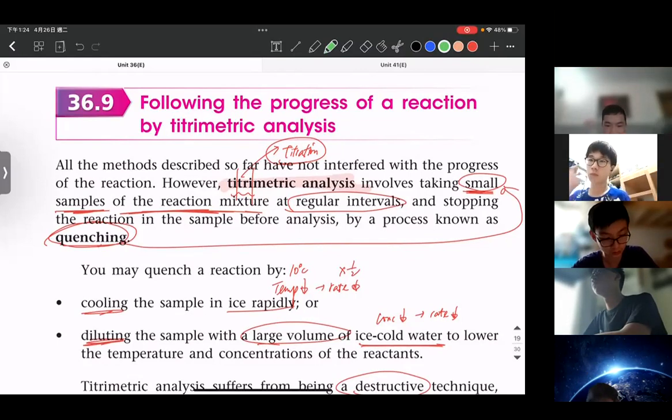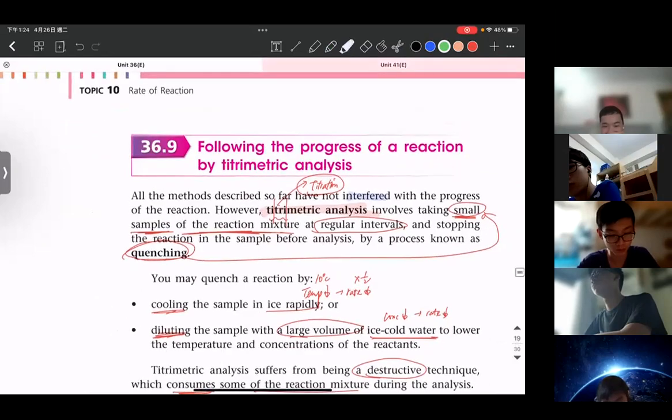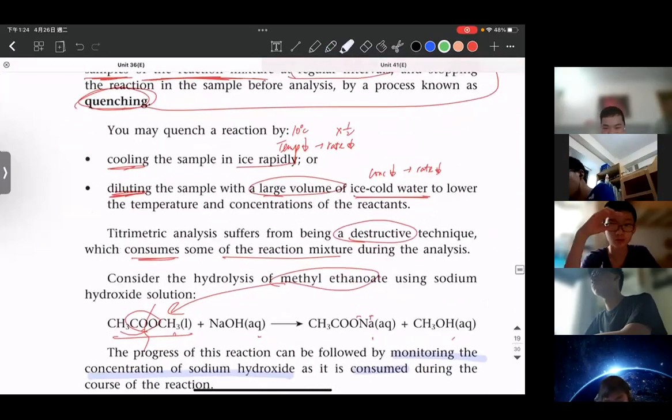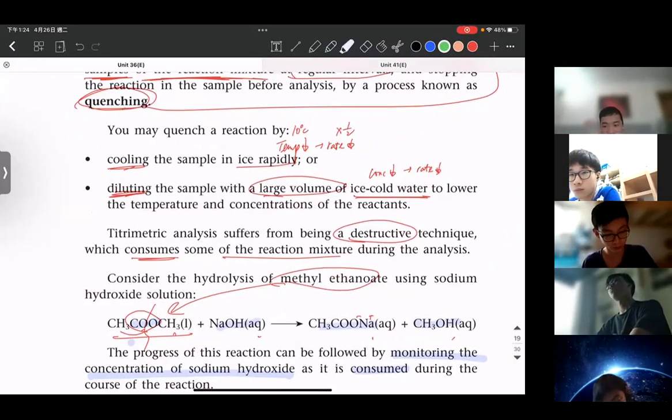If you talk about titration, you are interfering with the progress of a reaction. Okay, how? For example, in this equation, you may find the organic substances are colorless, and colorless. No gas formation, isn't it? Right? You cannot measure pressure change. You cannot measure volume of gas change. You cannot measure the color change, right? You cannot measure how cloudy it will be, because most of the time it's still colorless.